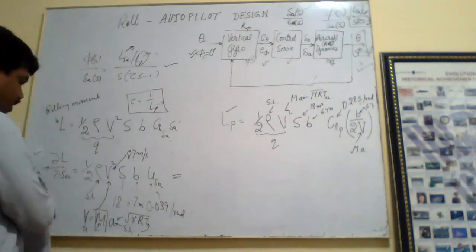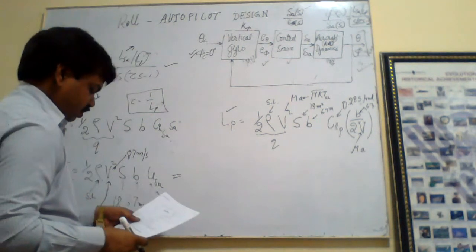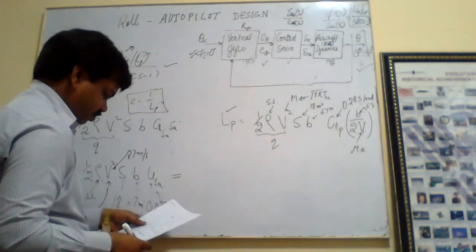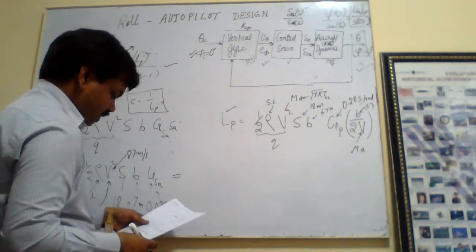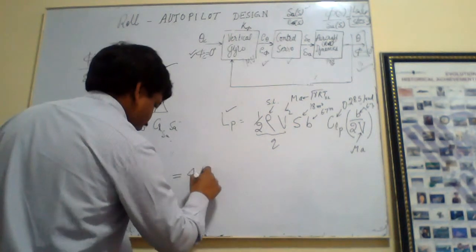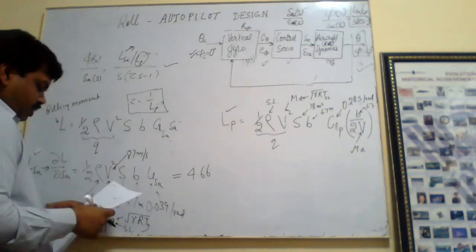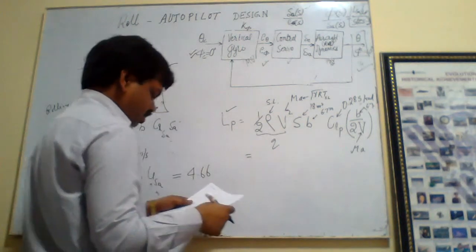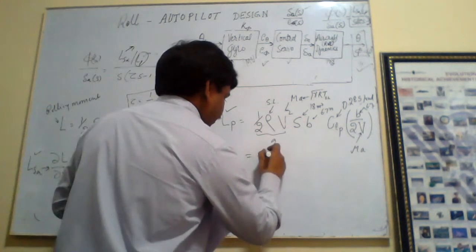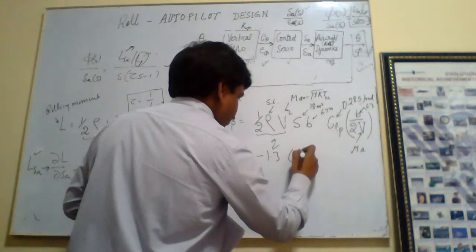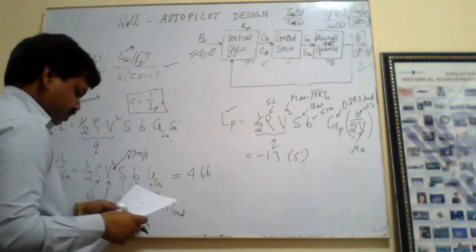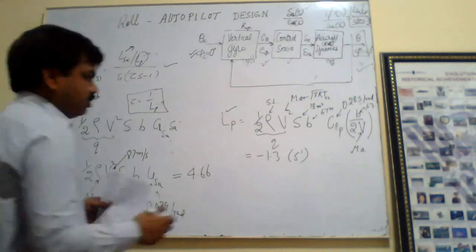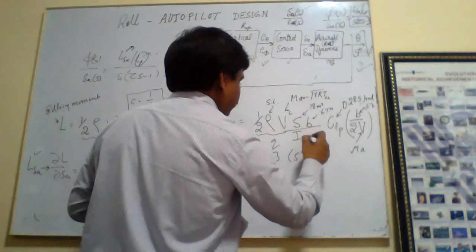So that this L delay comes out to be, let me write this value, 4.66, and this L p is coming minus 1.3, of course, per second. Here, this is in terms of, see here, I have divided by moment of inertia.